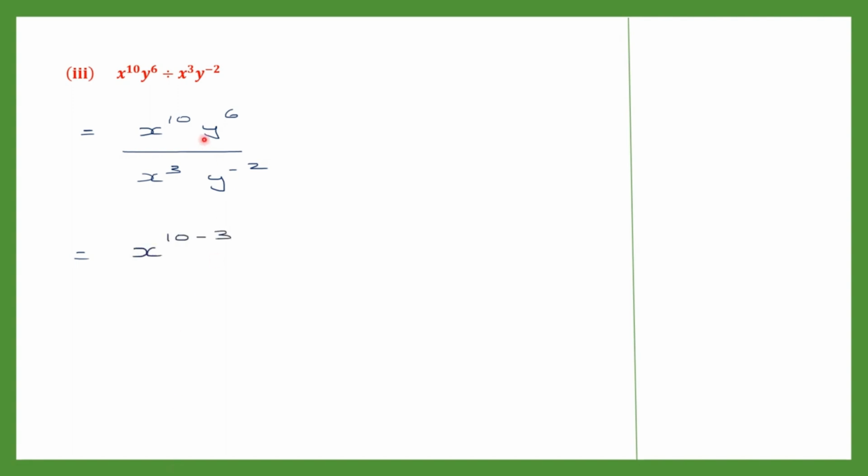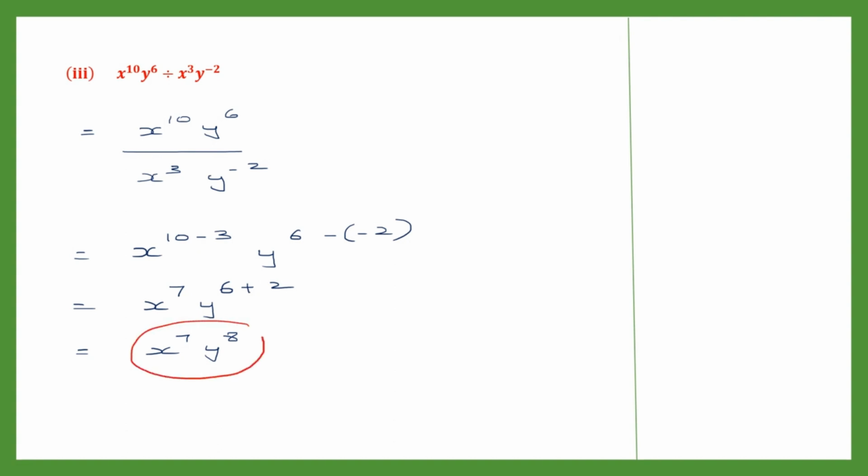Now look at y. Here also the base is the same, so we can subtract the powers. So this will be y to the power of 6 minus 2. So this is x to the power of 10 minus 3 is 7 and y to the power of 6 plus 2. So this becomes x to the power of 7 and y to the power of 8, which is our final answer.